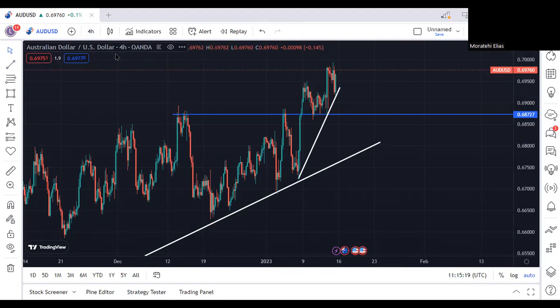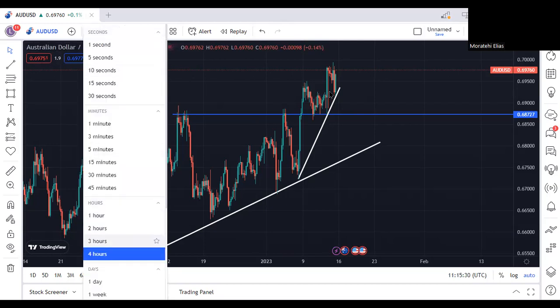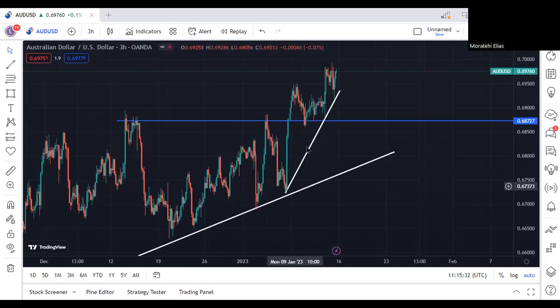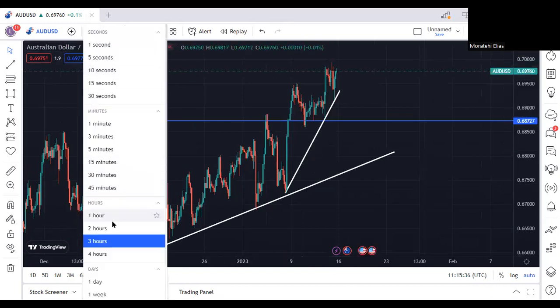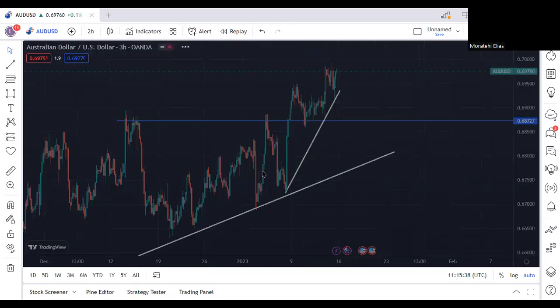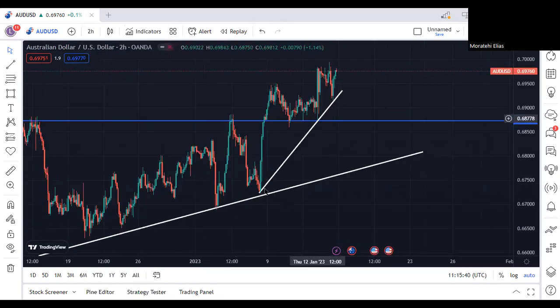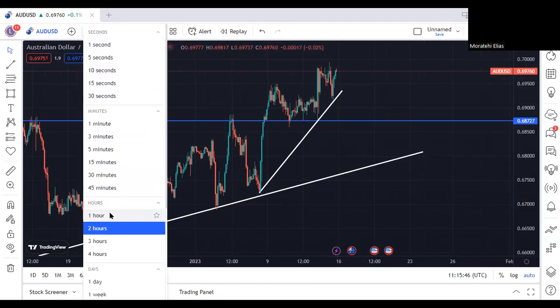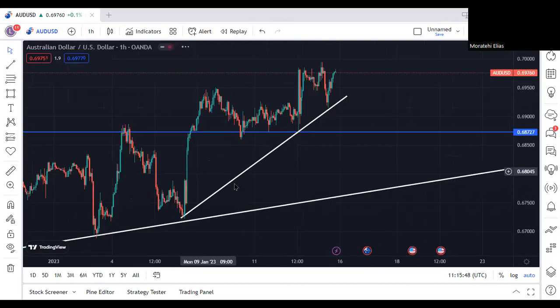I can't hear you clearly now, but I can see your analysis. Let's go to a smaller time frame and then we check. Okay, still looking the same. Let's go to 2 hours. Still looking the same. This one now, you can see the trend line. It looks good now. Let's go to 1 hour. On 1 hour, it will look a bit perfect.